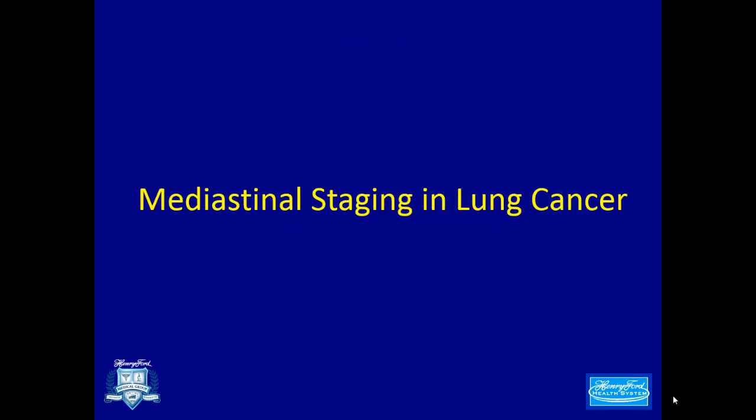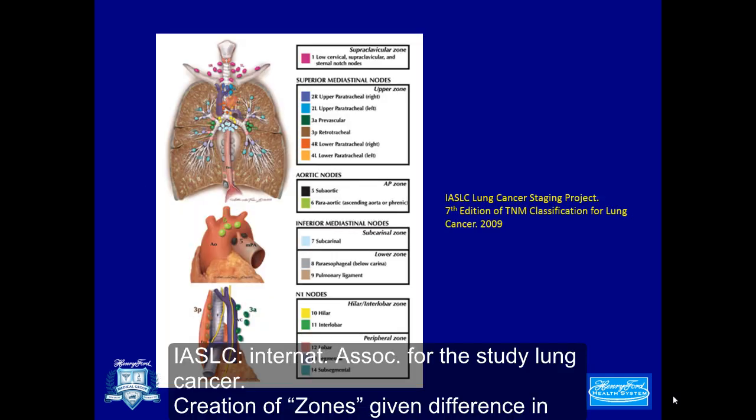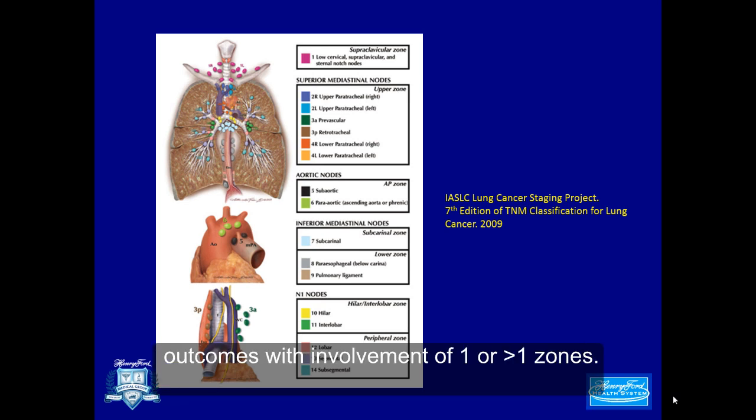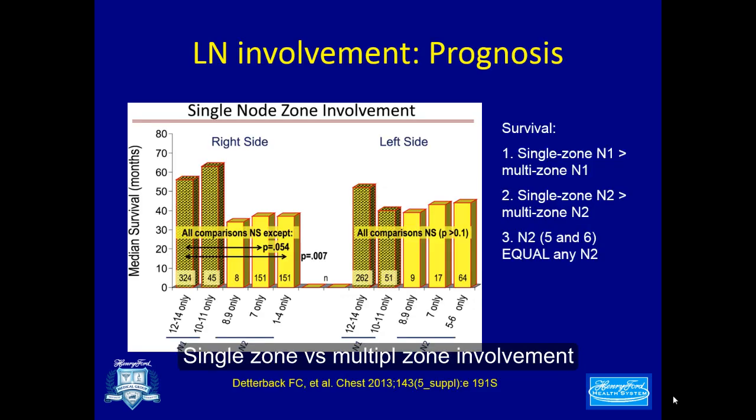So we're going to talk about mediastinal staging in lung cancer. So when do we do it? Based on that classification with the 4 groups. First of all, let's talk about lymph nodes, and we're all familiar with that. The nomenclature goes from 1 all the way through 14, and they're associated actually in different zones: the upper zone, the aortopulmonary zone, the subcarinal, lower zone, etc. This is from the previous TNM classification, but it has not changed. The nomenclature has not changed at this point.